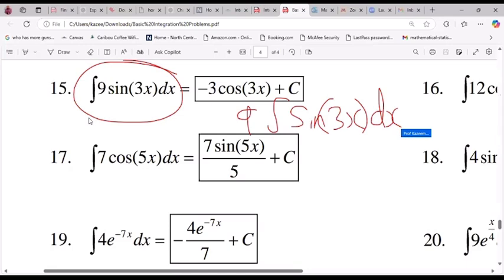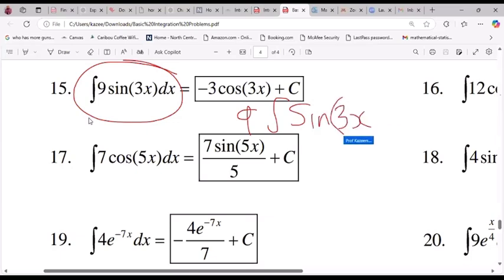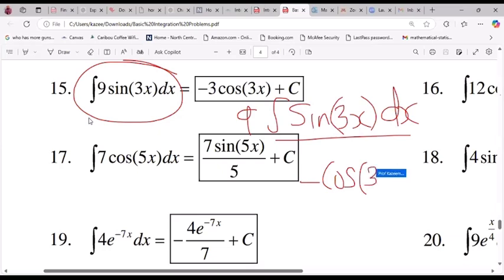Okay, give me 1 second. I'm going to write that very well. Okay, so that's going to be the integral of sine 3x dx, right? Now, the next thing you do: if I integrate a sine, I first write negative cos 3x.